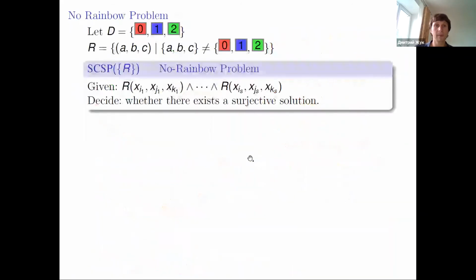Okay. And now, the no rainbow problem. What is the no rainbow problem? This problem is one of the most famous surjective constraint satisfaction problems. So we are on a three-element domain. We may look at this domain as colors: red, blue, green. And our relation is like this. It contains all triples such that not all elements are different. That's why no rainbow. If all of them are different, then it's a rainbow. In our case, it's just 3 colors.